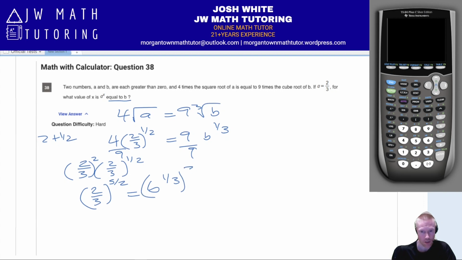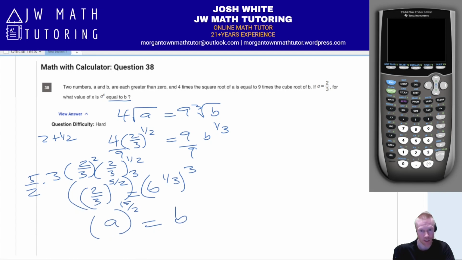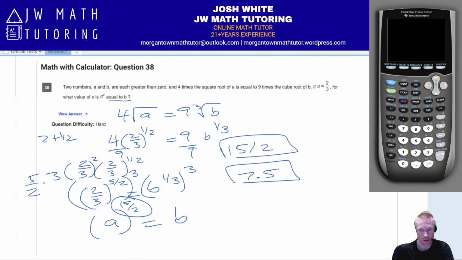Now all we have to do is cube both sides, so raise both sides to the third power. That leaves b alone by itself. On the left side, 5/2 raised to the third is the same as 5/2 times 3, because you multiply the exponents when raising to a power. So we get 2/3 to the 15/2. Remember, a is equal to 2/3, so you could replace this with a. So a to the x is equal to b. What does x have to equal up here? Well, it's 15 divided by 2. You could put that as your answer, or you could write the decimal equivalent of 7.5.